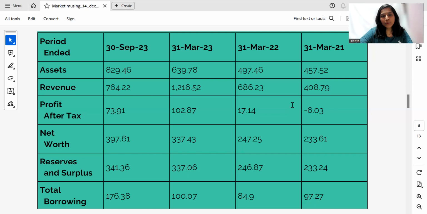Now looking at the total borrowings, we can see that the company's total borrowings have increased over a period of time, and it has reached around 176 crores in September 30, 2023. While this may signify an effort to fund growth, it's essential to monitor the debt levels in relation to the company's overall financial health. Now, if we have to summarize this, in summary, the company has shown positive signs in terms of asset growth, increased profitability, and rising net worth.